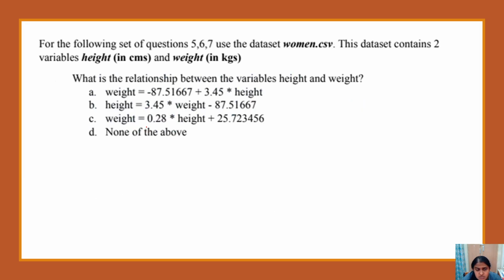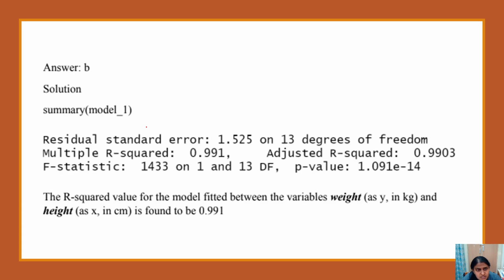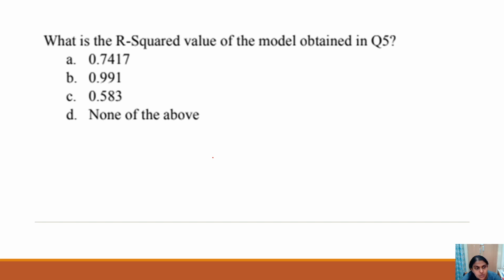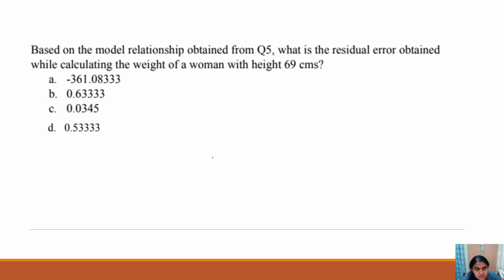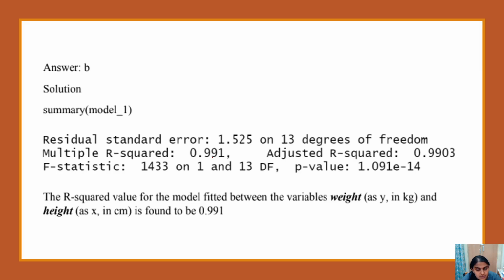The first one was the relationship. The next one asked is the R squared value, and other than that, the adjusted R squared will also be asked. I have put the snippet of the summary. The summary gives a residual standard error of 1.525 on 13 degrees of freedom, and the R squared value as 0.991. The adjusted R squared value you can also calculate, but it's not asked. If asked, the adjusted R squared is coming as 0.99 and this is 0.991. So the R squared value for the model fit between the variables weight and height is found to be 0.991. The answer is B.